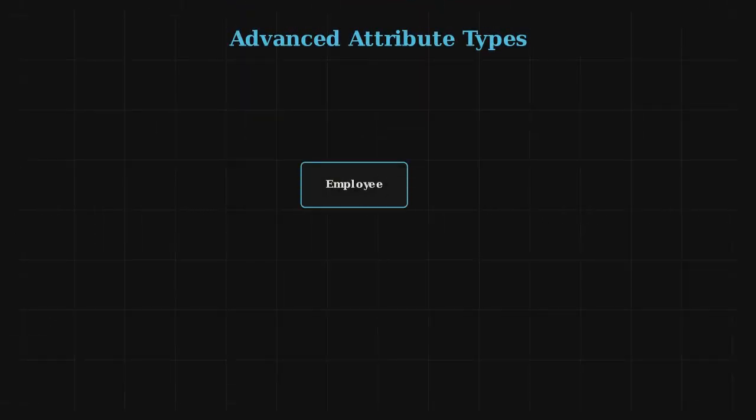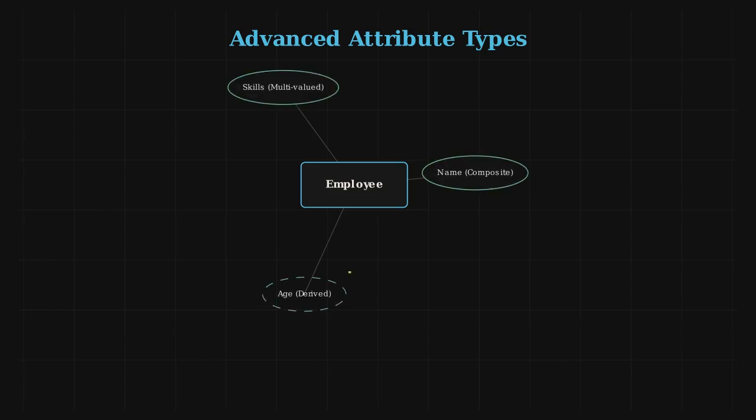Attributes can be complex. Composite attributes, like name, split into first and last names. Multi-valued attributes, like skills, hold multiple values. Derived attributes, like age, are calculated from other data like date of birth.